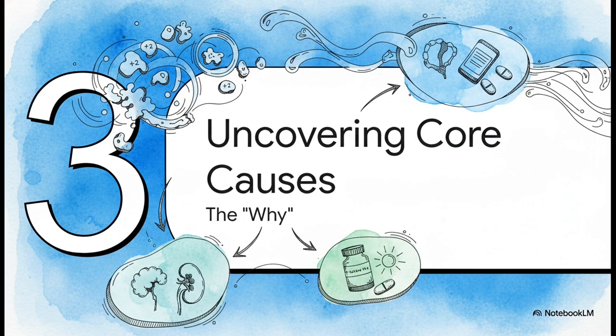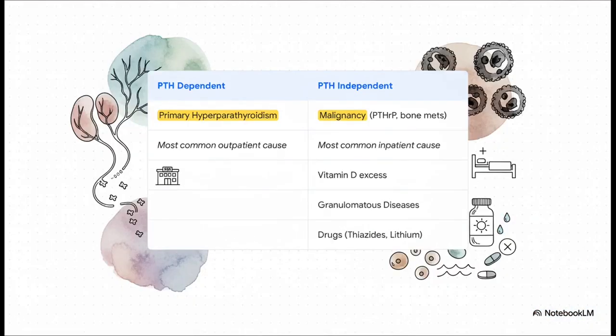Why is it happening? What's actually driving that calcium level sky high? When we think about the causes, it's like a fork in the road, and the signpost at that fork is one key hormone, parathyroid hormone, or PTH. We can split all the causes into two big buckets. Is the problem PTH dependent, meaning too much PTH is driving it, or is it PTH independent, or something else is to blame? You can see right here, the number one cause you'll see in the clinic, primary hyperparathyroidism, is PTH dependent. But the most common cause for a hospitalized patient, malignancy, is PTH independent.